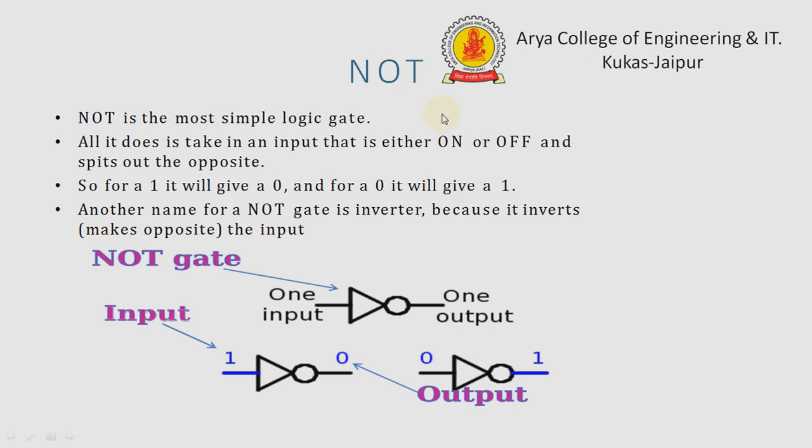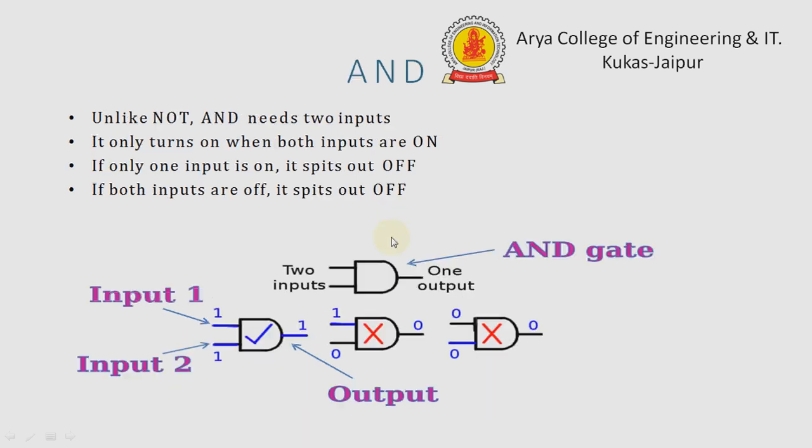First we are talking about the NOT gate. NOT is the most simple logic gate. All it does is take in an input that is either on or off and spit out the opposite. It is also known as an inverter. Whatever input we apply to it, the output is just the inverse of that input. So for a 1 it will give a 0, and for a 0 it will give a 1. Another name for a NOT gate is inverter because it inverts the input and makes it opposite.